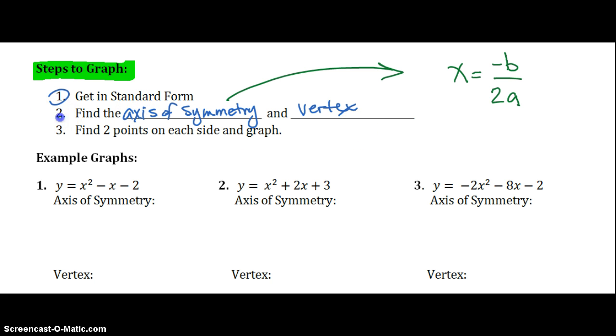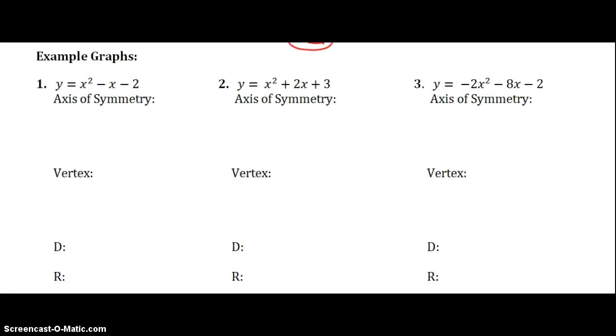Then, after we've done step 2, we'll move on to step 3, which says find 2 points on each side of the graph. In other words, you have your starting point, but you need to know where 2 other points are so you can then give a rough sketch of your parabola. It's just like lines, you need 2 points to determine a line. You're going to need a total of 3 points to determine a parabola. So keep that in mind. Now let's work on some examples.